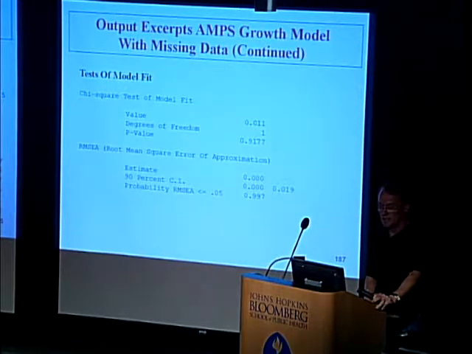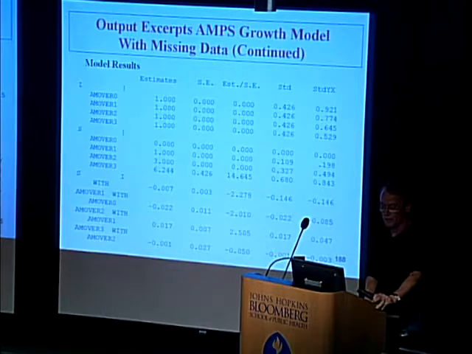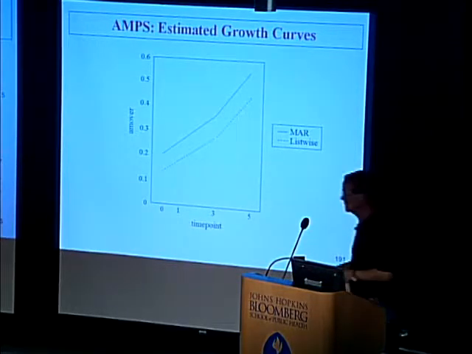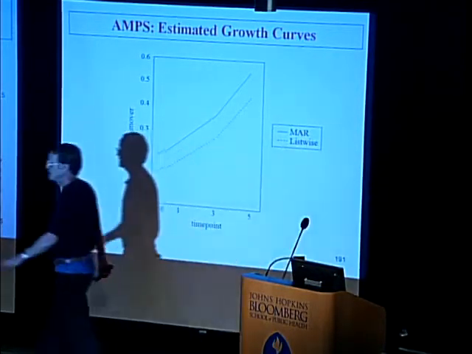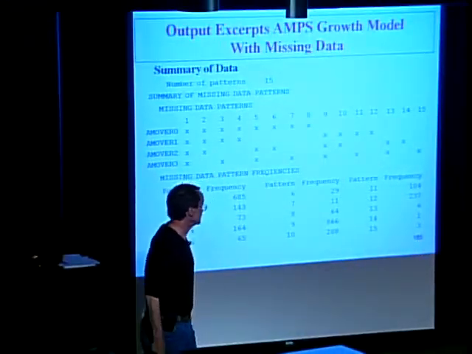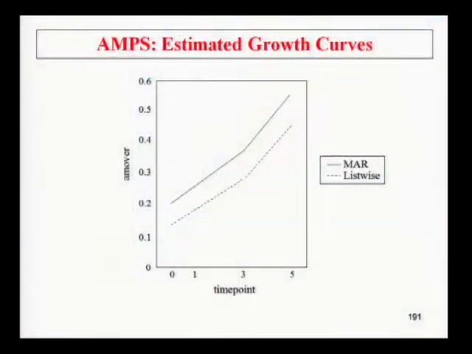Here you get the test of model fit. We're not so interested in the growth model results here, as we're interested in this picture. So tell me why these two lines are different and what that means. Why is the MAR line, the estimated growth curve under MAR, lying higher, lying above the estimated growth curve under listwise?